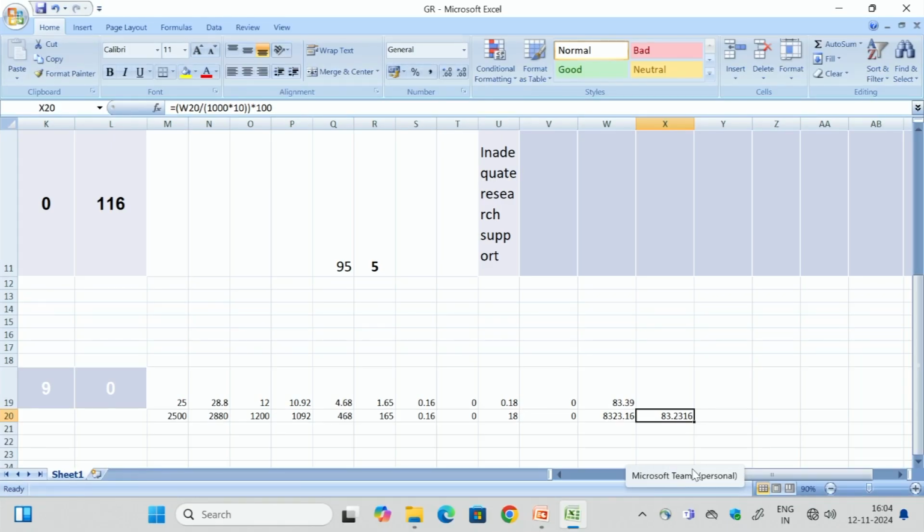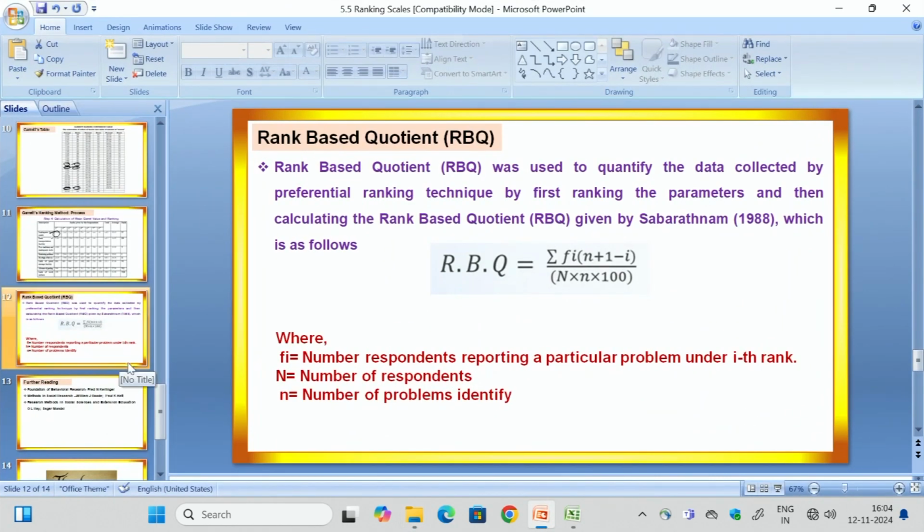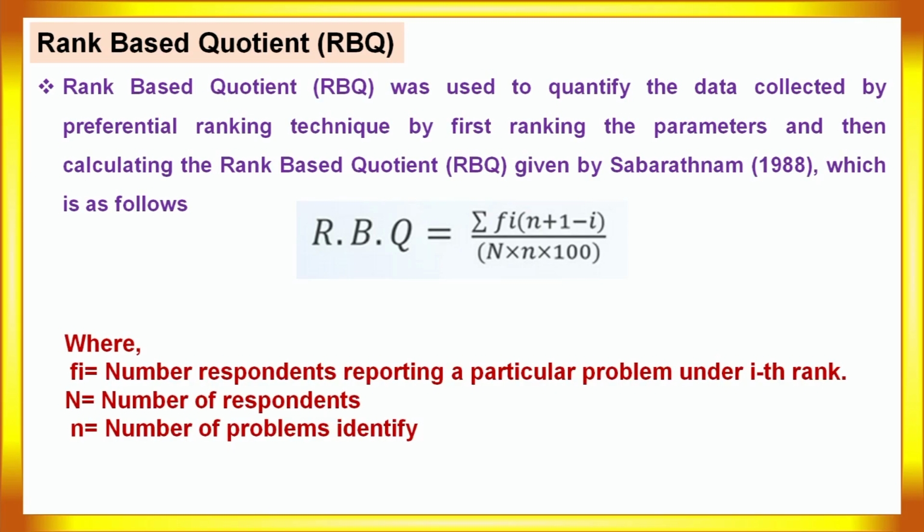In the similar way, you have to calculate for each problem, and based on the rank based quotient you can decide which one is the most serious. I think you can do it by yourself. It is not very tough. It is a simple calculation, only converting the rank to some quantitative quotient by using either the RBQ method or the Garrett table. This is one of the analyses we use when we study constraint preferences by using ranking data.